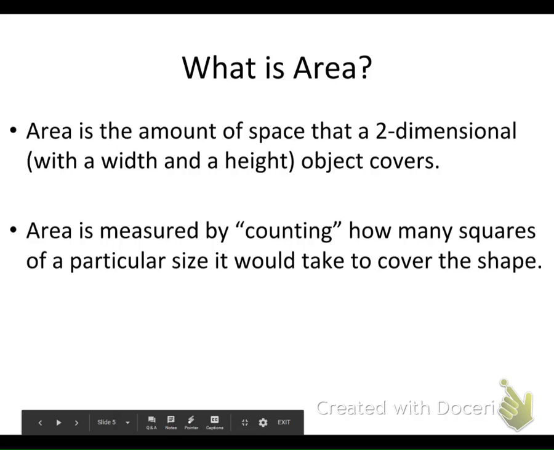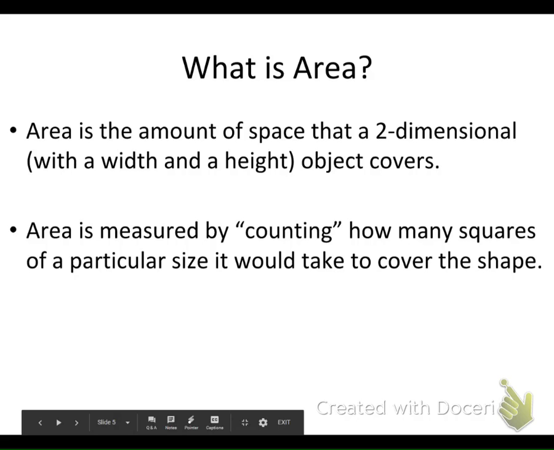So then, you also can put that area is measured by counting how many squares of a particular size it would take to cover the shape. You don't have to put that, but the main one that I want to see on your sheet is the first bulleted point. The second bulleted point is not as necessary, but the first one is. The main thing you need to know: area is the amount of space that a two-dimensional width and height of an object covers. So again, this room would be two-dimensional. If we were talking about the flooring, we would talk about the width of the room and then the height of the room. And by multiplying this height and the width, we could tell the area.